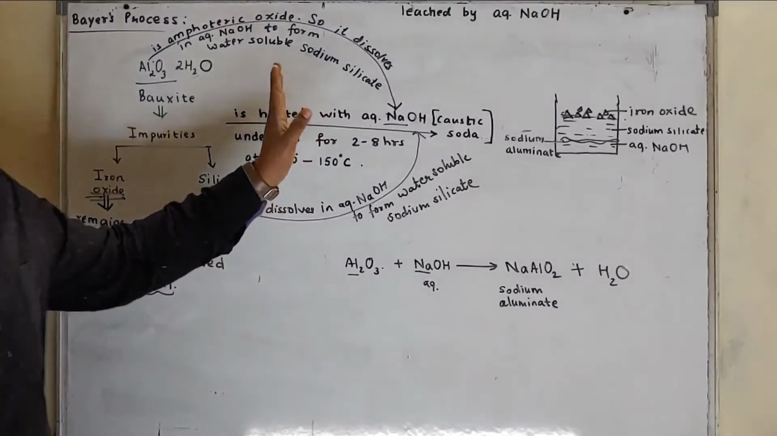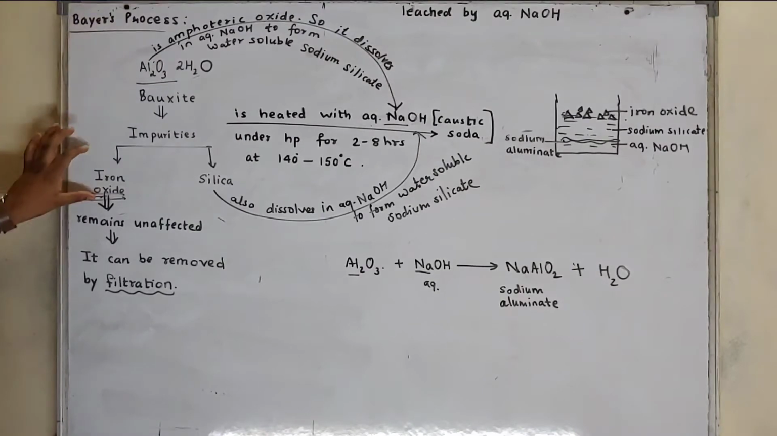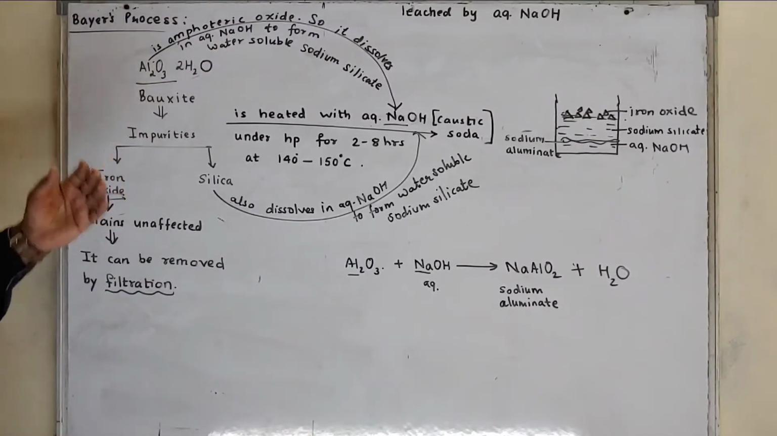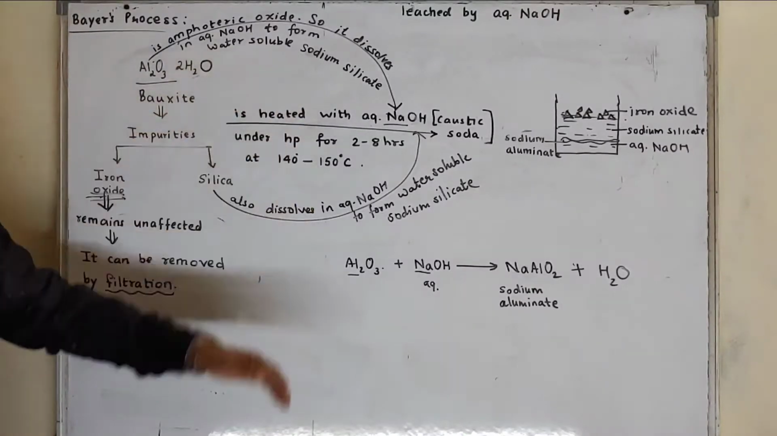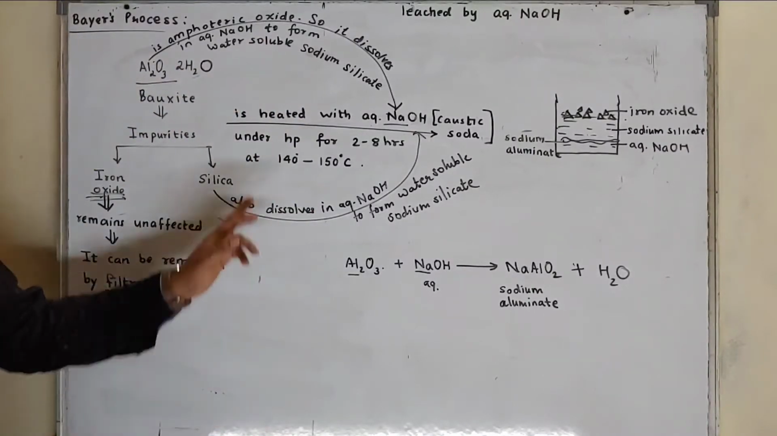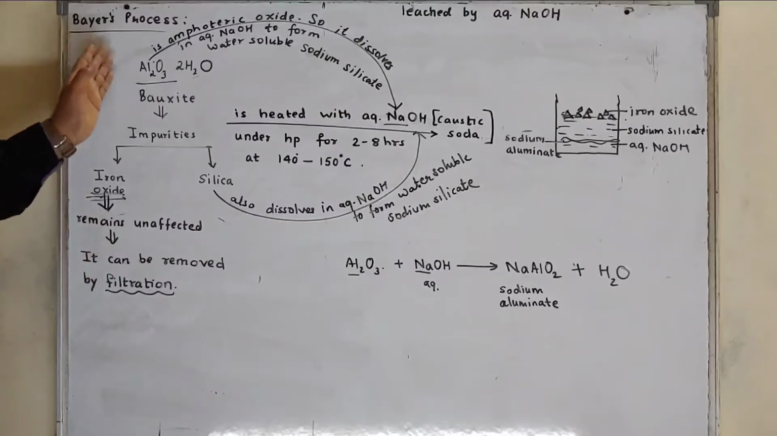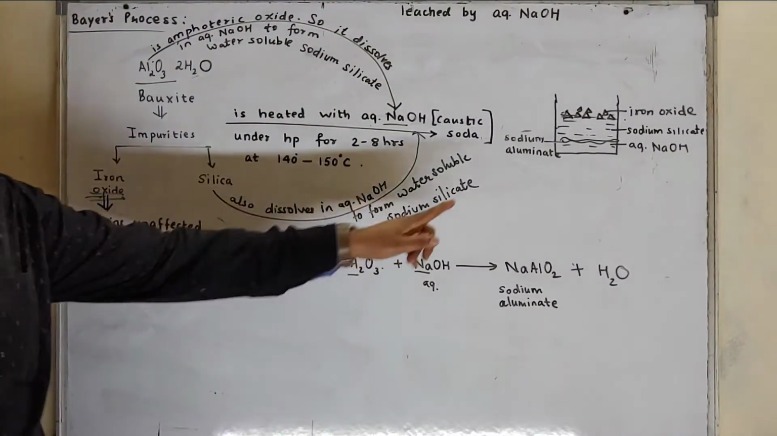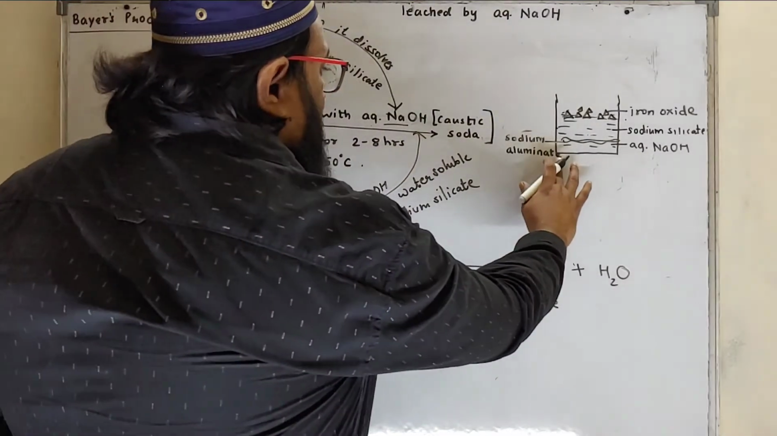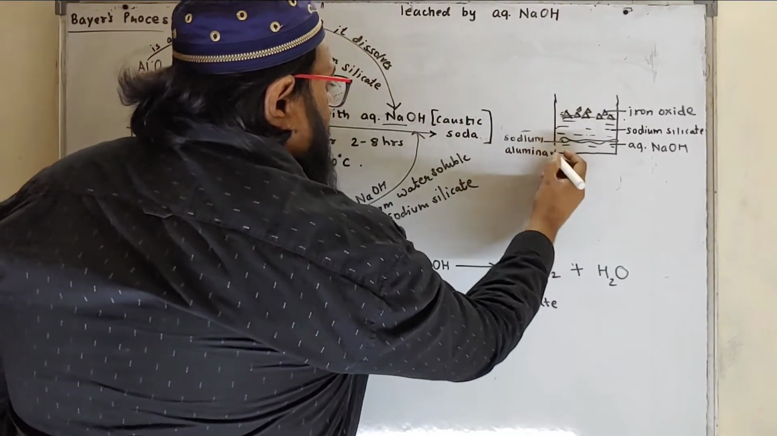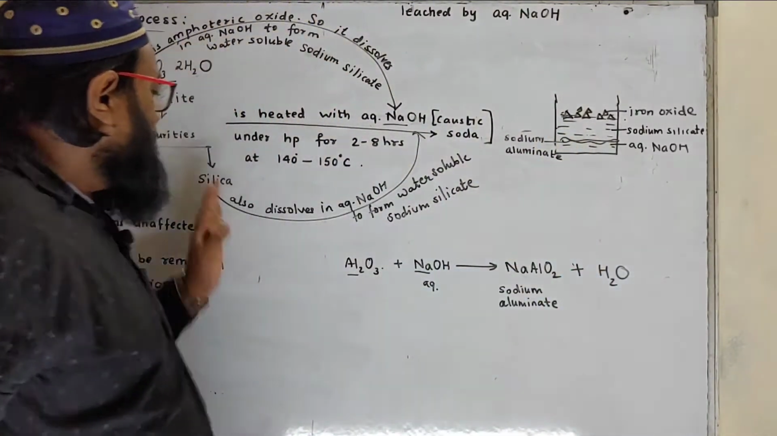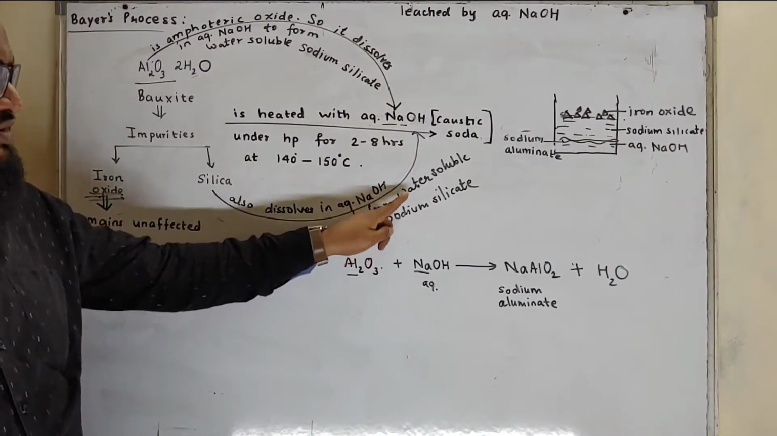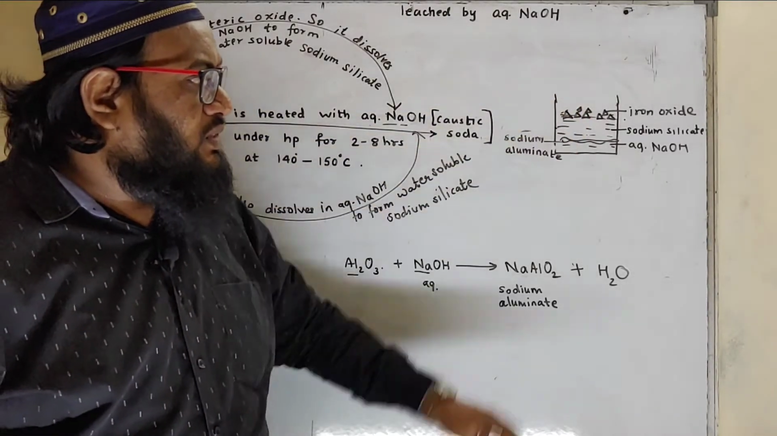Now, three things: aluminum oxide, iron oxide, silica. They are heated with aqueous sodium hydroxide in a large steel tank under high pressure for 2 to 8 hours and at 140 to 150 degrees Celsius. What happens? Aluminum oxide, since it is amphoteric, gets dissolved in aqueous sodium hydroxide to form water soluble sodium aluminate. Silica also dissolves in aqueous sodium hydroxide to form water soluble sodium silicate.